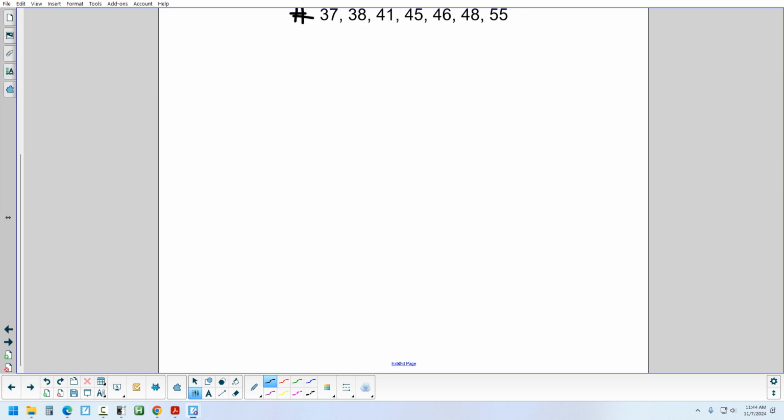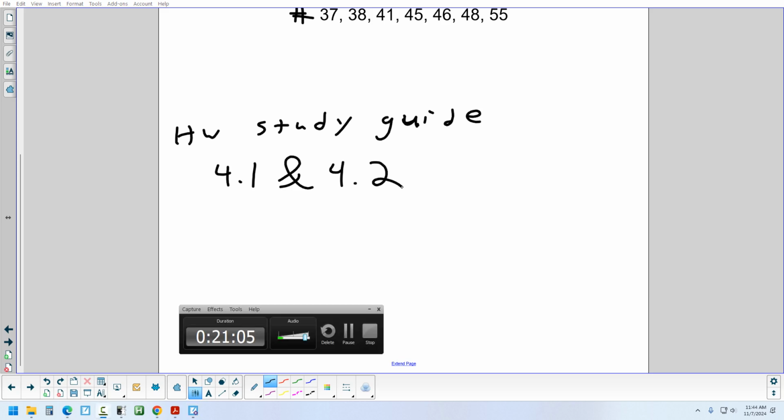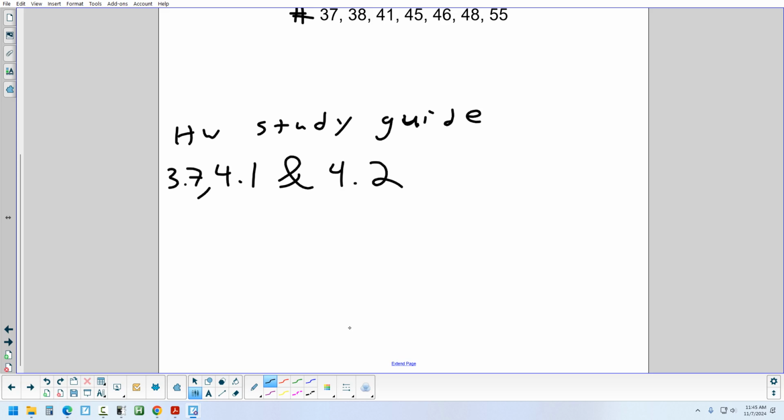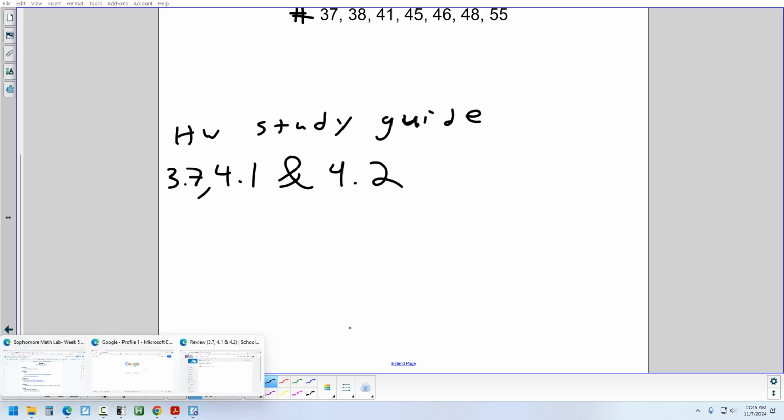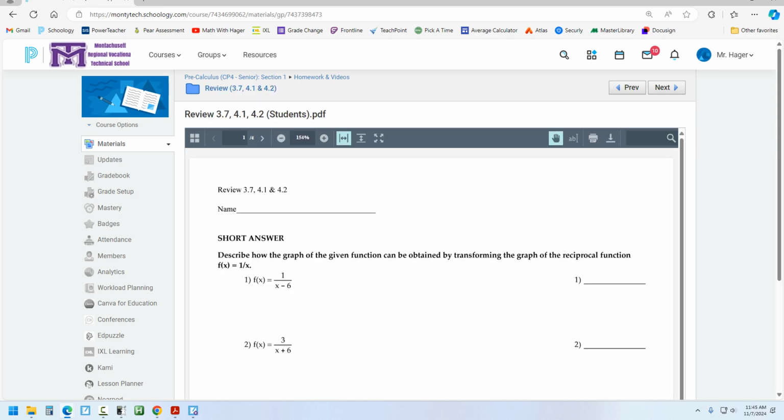So we still have, we got about 20 minutes. So the homework will be the study guide, which I'm going to give you the next 20 minutes to work on. And that's going to cover sections 4.1 and 4.2. Okay, so the study guide is 374142, and it is in that folder on Schoology. So here's the study guide.